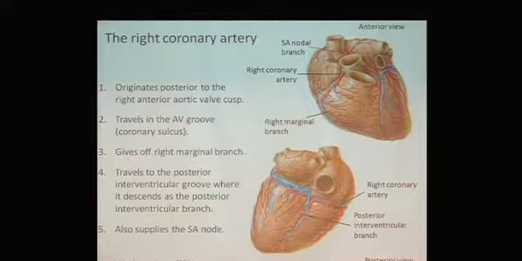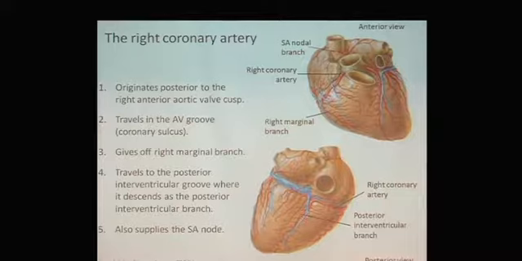And then it reaches the atrioventricular groove, which is the groove that's between the atria and the ventricles on both sides, wraps around the heart. So it reaches this groove, and then it descends to the border on the right side of the heart, which is the right cardiac border here. And it gives off a branch called the right marginal branch, which really supplies quite a bit of the right ventricle.